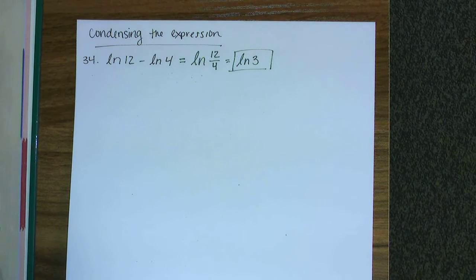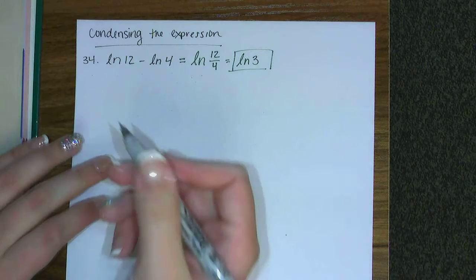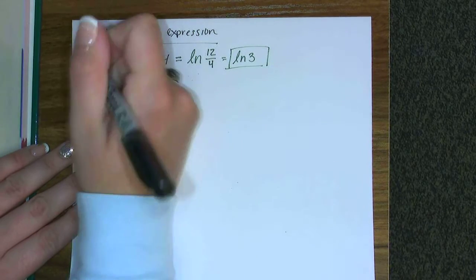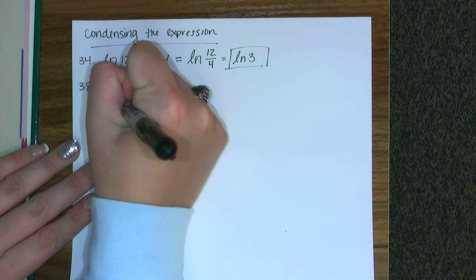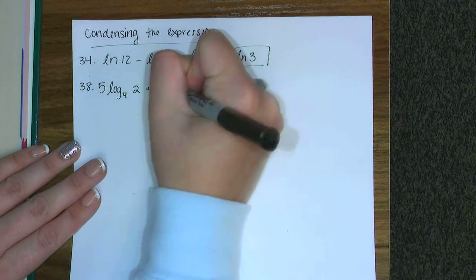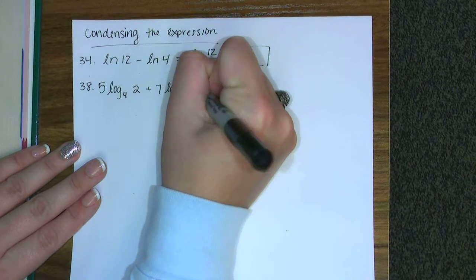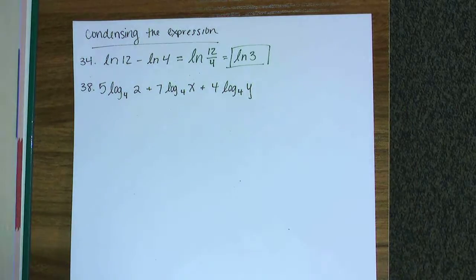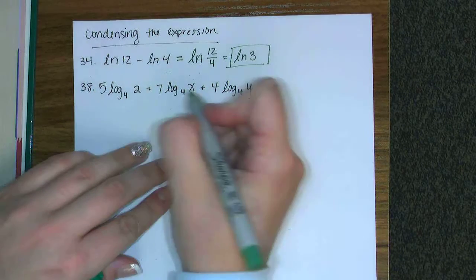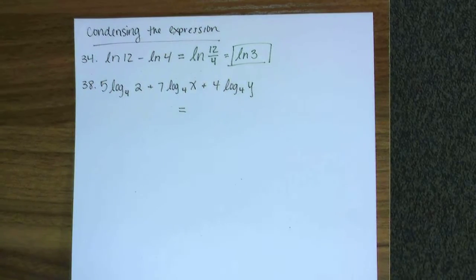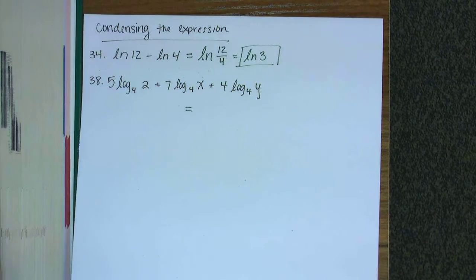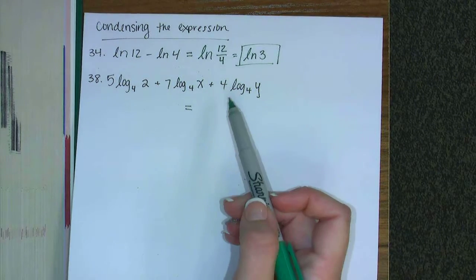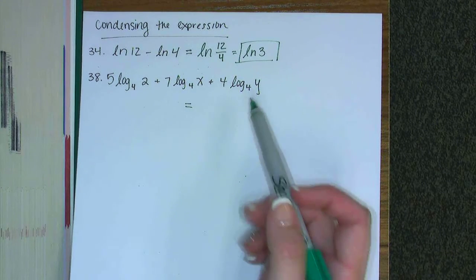38. 5 log base 4 of 2 plus 7 log base 4 of x plus 4 log base 4 of y. Okay, so this one I'm going to have to write underneath for the sake of room. Sorry, my book is falling. Okay, now this one is just like 36, but it's like one extra term, so that's why I went with this one over 36.